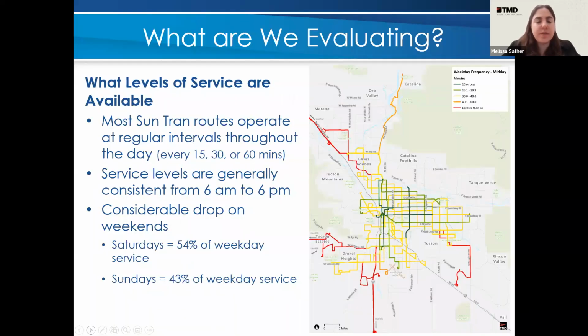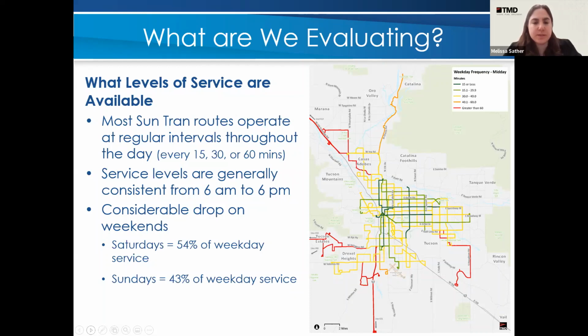We're looking also at the levels of service that are available. So the map on the right shows how often service is operating on different parts of the network. So the darker the green, the more frequently service is operating. And most SunTran routes operate at regular intervals of every 15, 20, 30, 60 minutes throughout the day. And those levels are consistent. There's not a lot of peaking in the morning and afternoon. The frequencies are generally the same throughout the day. And that's really convenient for riders who can remember the schedule, and it's very predictable.